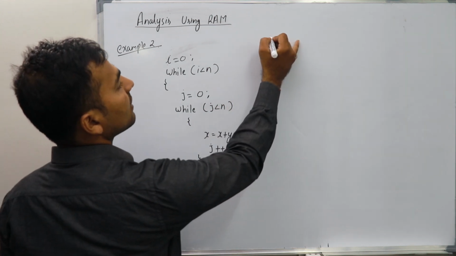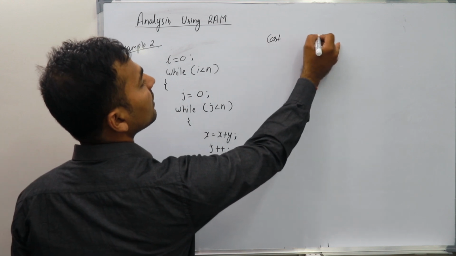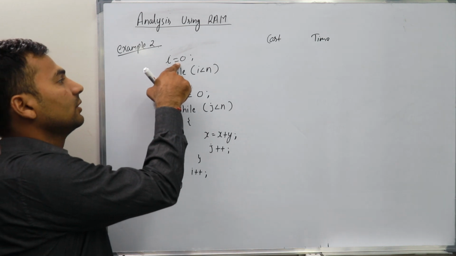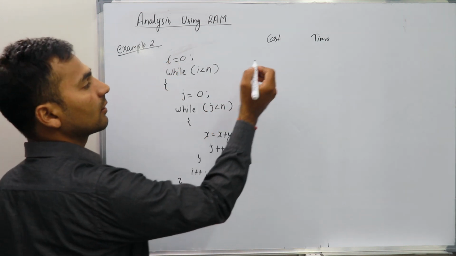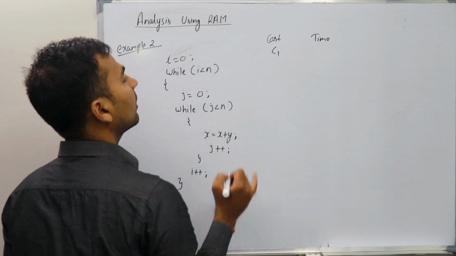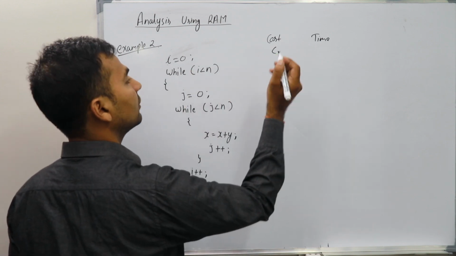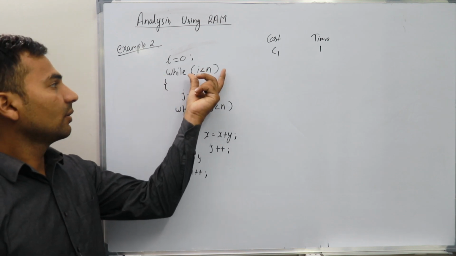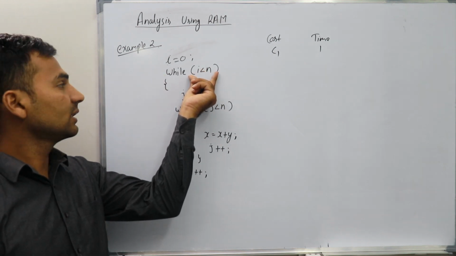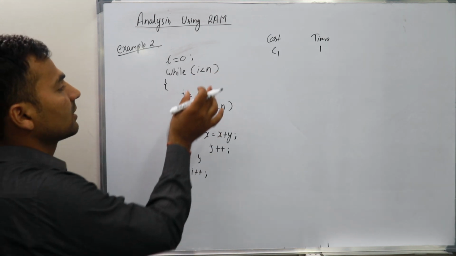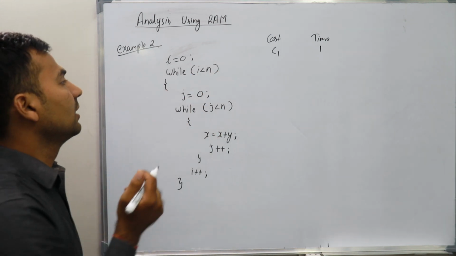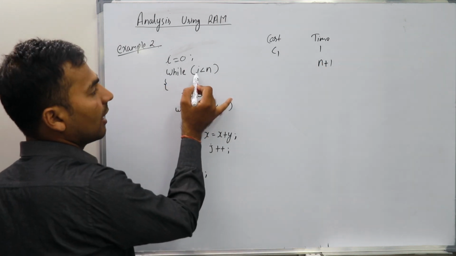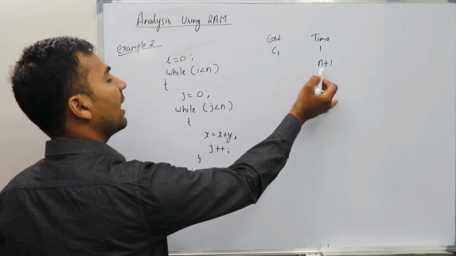See here, we first write the cost, and the time, how many times. Now this i equal to 0, this is a primitive operation, therefore what is the cost? It is a constant cost, let's say C1. How many times does it execute? It executes for 1 time. Now while i is less than or equal to n, here we are making a comparison, therefore this is a primitive operation. And how many times does this primitive operation execute? It executes for n plus 1 times, because i starts from 0 and i is less than or equal to n, therefore we make n plus 1 comparisons.